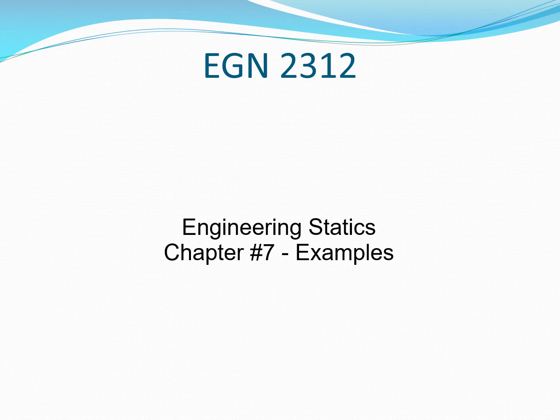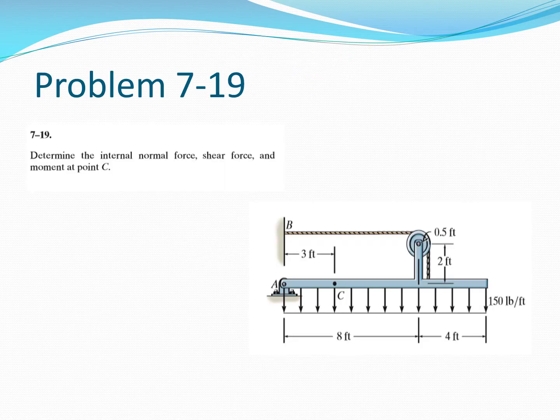Yeah, so let's take a look at a couple of examples from chapter 7. Let's work out a couple problems. So the first one is this 7.19. We've got a distributed load here underneath some beam, and that's held up by a pin at point A and a rope at point B, and they want us to find the internal forces at pin C.